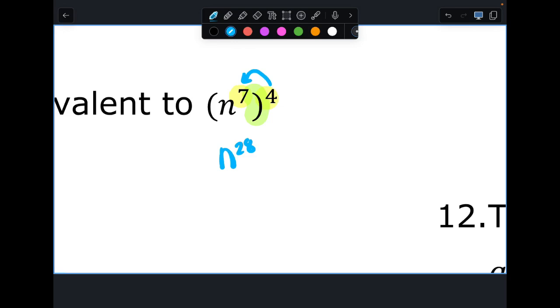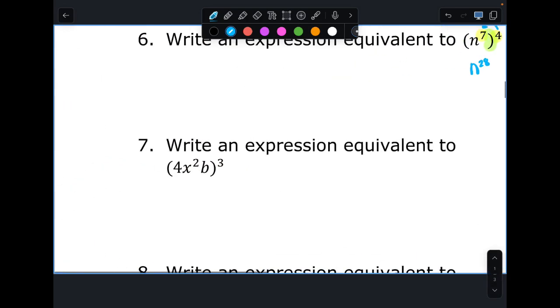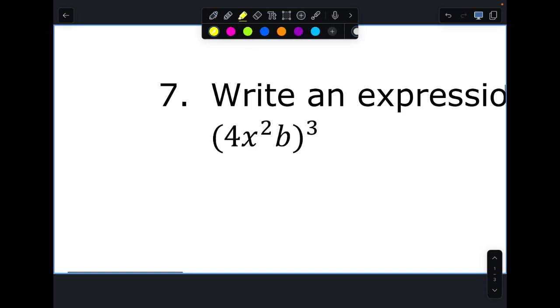Okay. Number 7. That outside 3 is going to distribute to every exponent inside. Remember, don't confuse it for 4 times 3. It's 4 to the power of 1 times 3, which is 4 to the power of 3. 4 to the power of 3, x to the power of 6, and b to the power of 3.